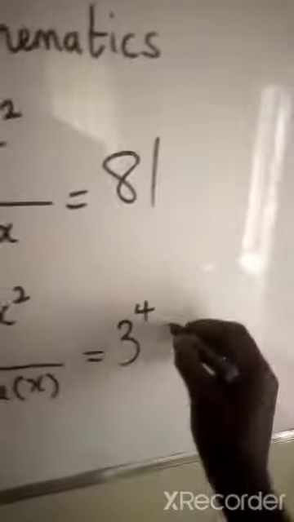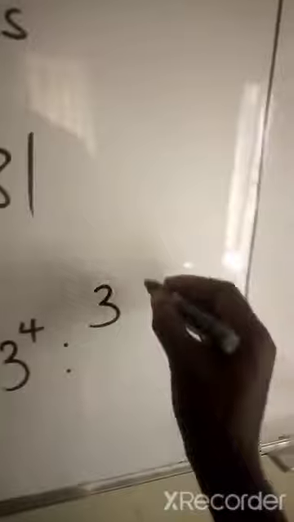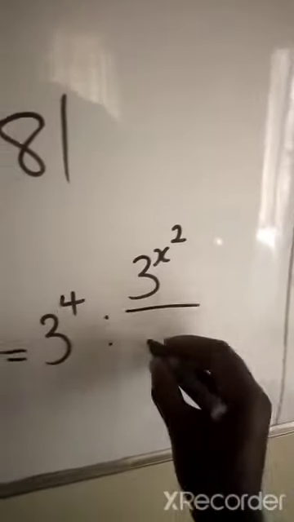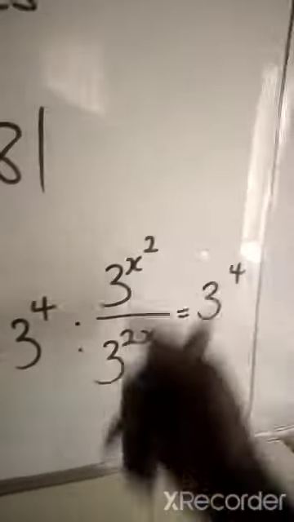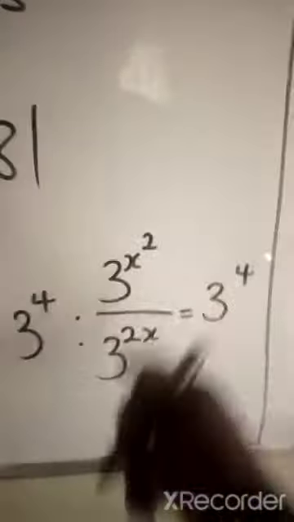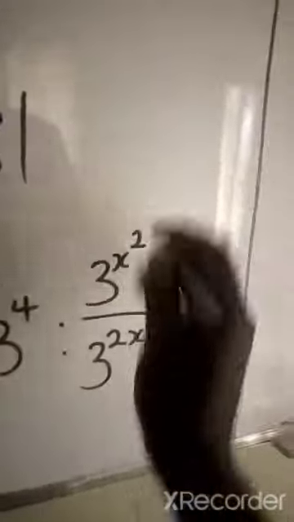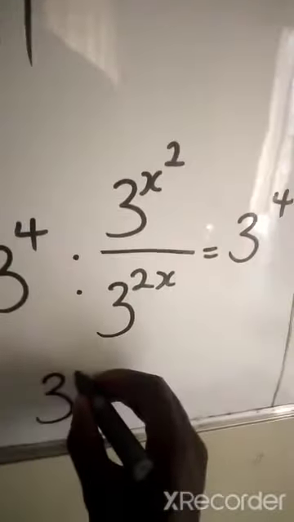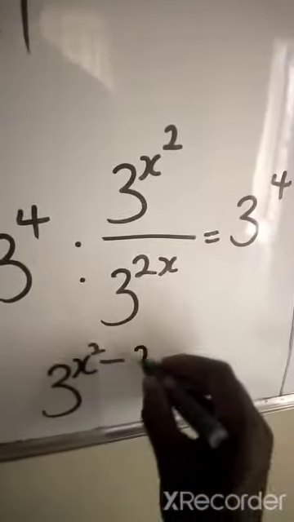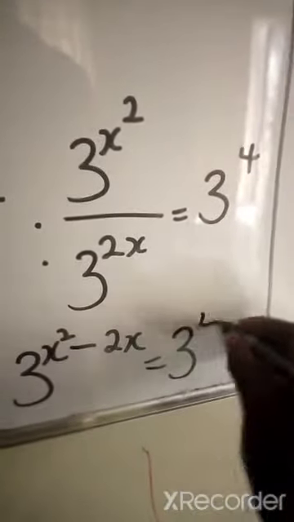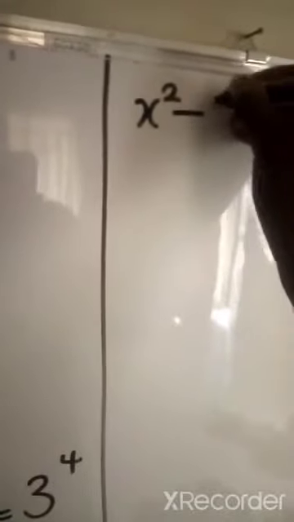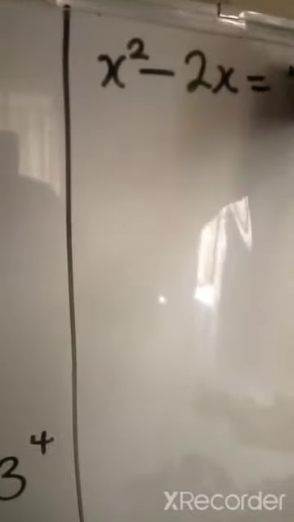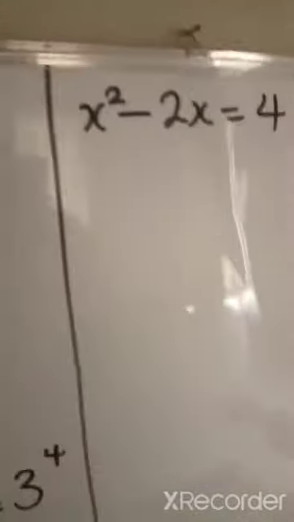So this will give us 3 raised to the power of x squared over 3 raised to the power of 2x is equal to 3 raised to the power of 4. Like this one now, you can use the law of indices, which says that when you are dividing, you subtract the power. So this will give you x squared minus 2x is equal to 3 raised to the power of 4. You see now they are equal, so you can equate the power. If you equate the power, you are going to have x squared minus 2x equals 4.